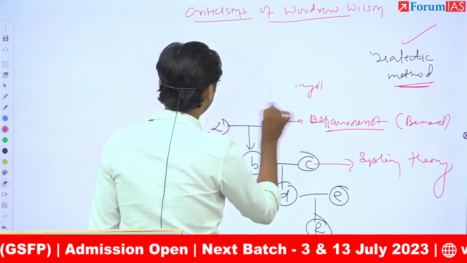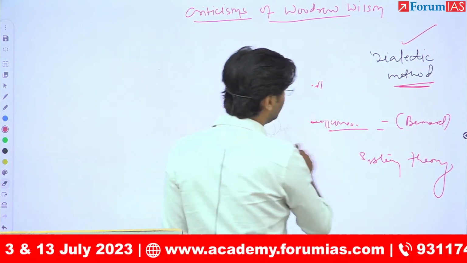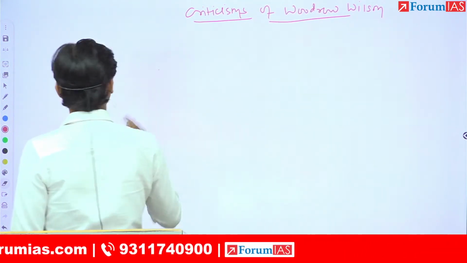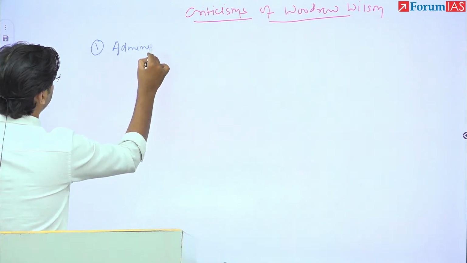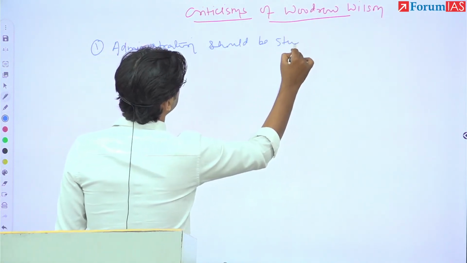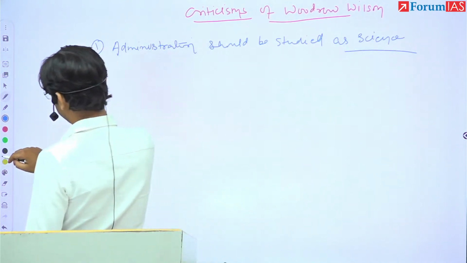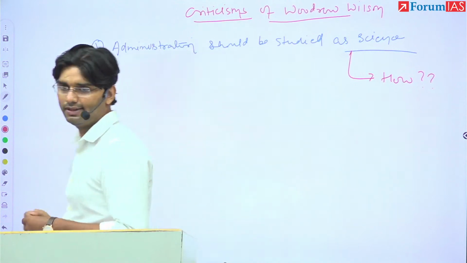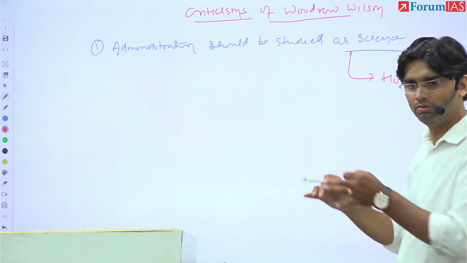So criticisms of Woodrow Wilson. Number 1, Woodrow Wilson says that administration should be studied as a science, but the problem is how administration should be studied so that we can develop it in the form of science. That he very clearly failed to write.